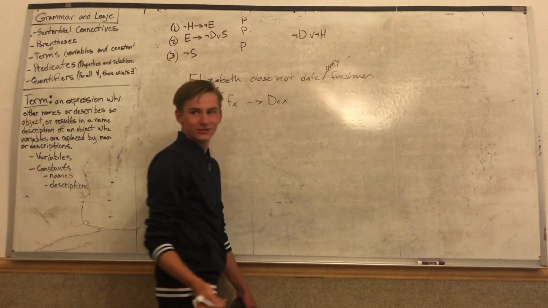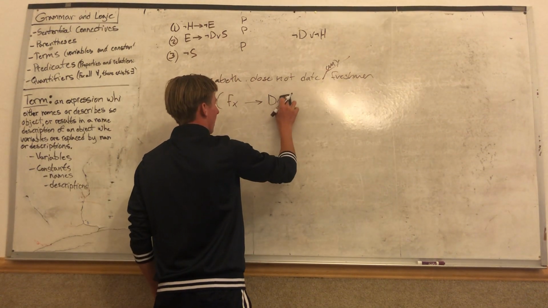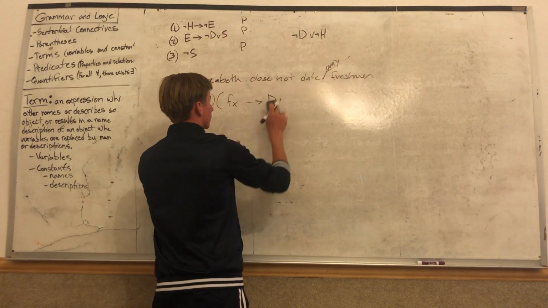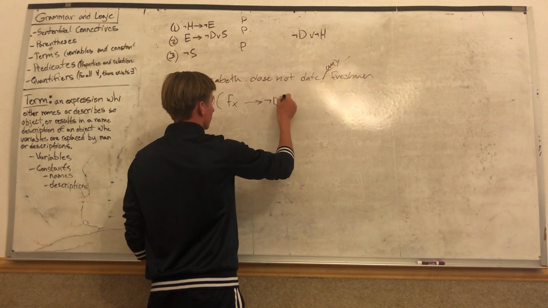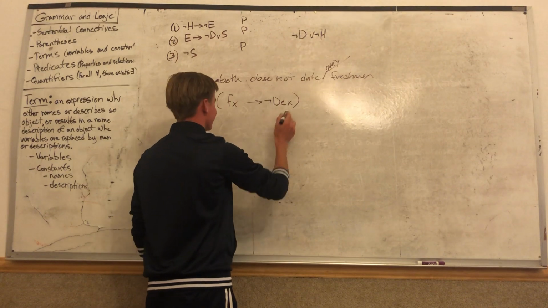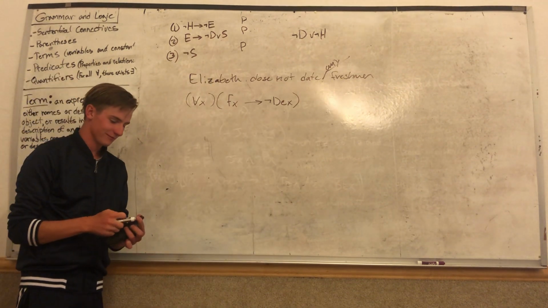No, you can't just throw that in. That's a free variable. What's a free variable? E is a constant. It's Elizabeth. Yeah, there you go, perfect. Not D E X. For all X, if X is a freshman, Elizabeth does not date X.